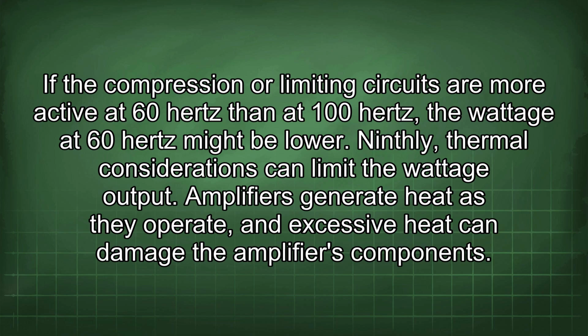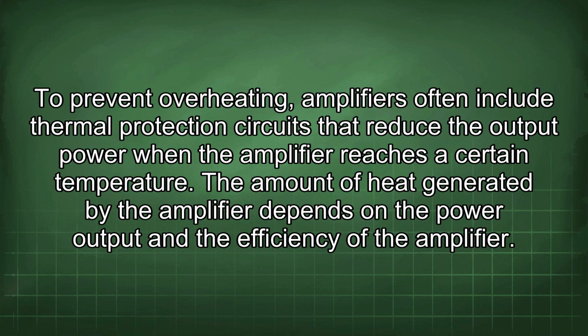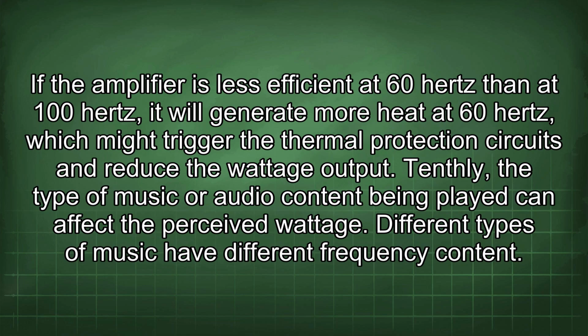Ninthly, thermal considerations can limit the wattage output. Amplifiers generate heat as they operate, and excessive heat can damage the amplifier's components. To prevent overheating, amplifiers often include thermal protection circuits that reduce the output power when the amplifier reaches a certain temperature. The amount of heat generated by the amplifier depends on the power output and the efficiency of the amplifier. If the amplifier is less efficient at 60 Hz than at 100 Hz, it will generate more heat at 60 Hz, which might trigger the thermal protection circuits and reduce the wattage output.